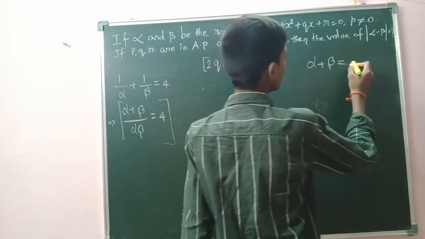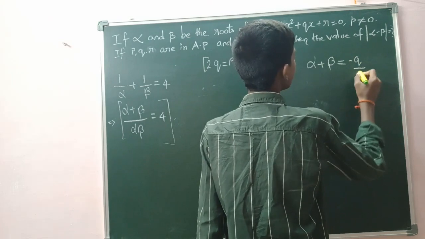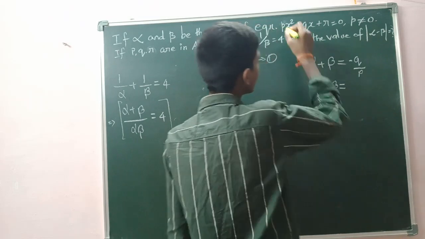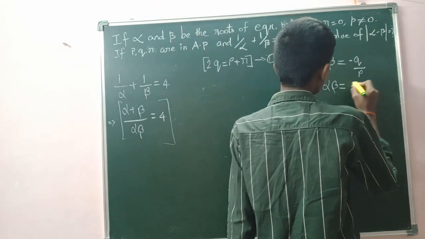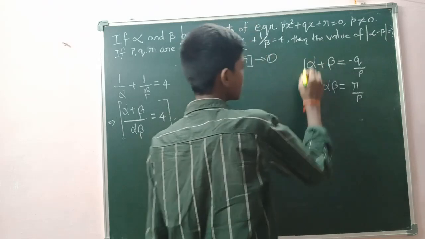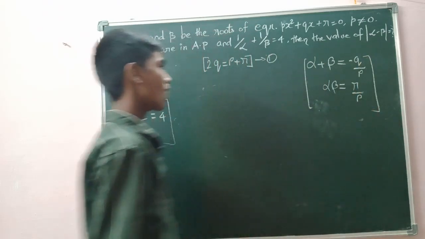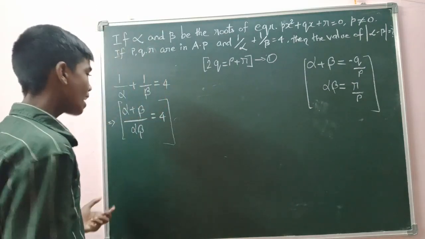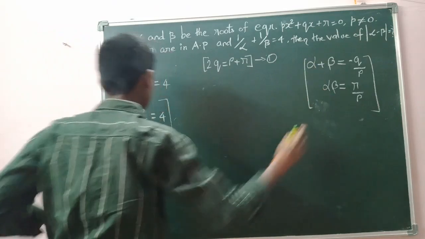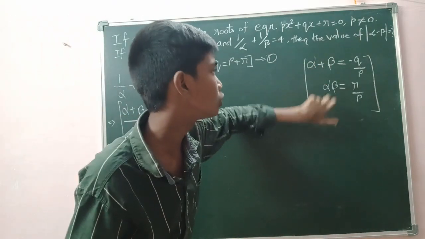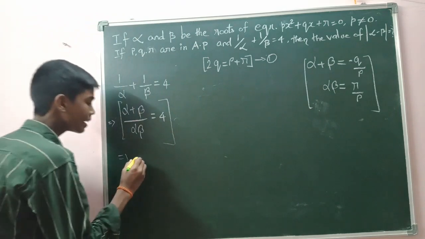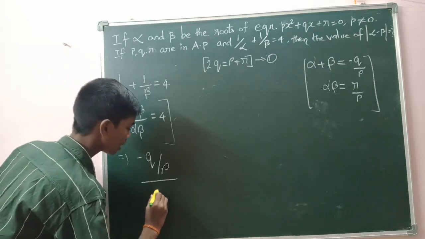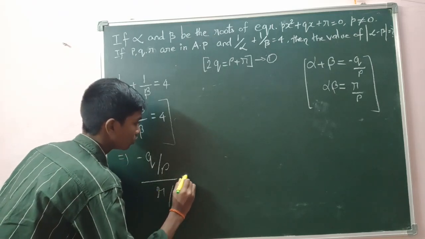Here b is q, therefore minus q by p, because a is p. And product of the roots will be nothing but c by a. That is the constant by the coefficient of x square. That is nothing but r by p, and this is what you guys will be getting. So alpha plus beta will be minus q by p, and the product of the roots is nothing but r by p. So therefore, just put these two values in this equation. Therefore, I will get minus q by p by alpha beta, which is nothing but r by p, is equal to 4.